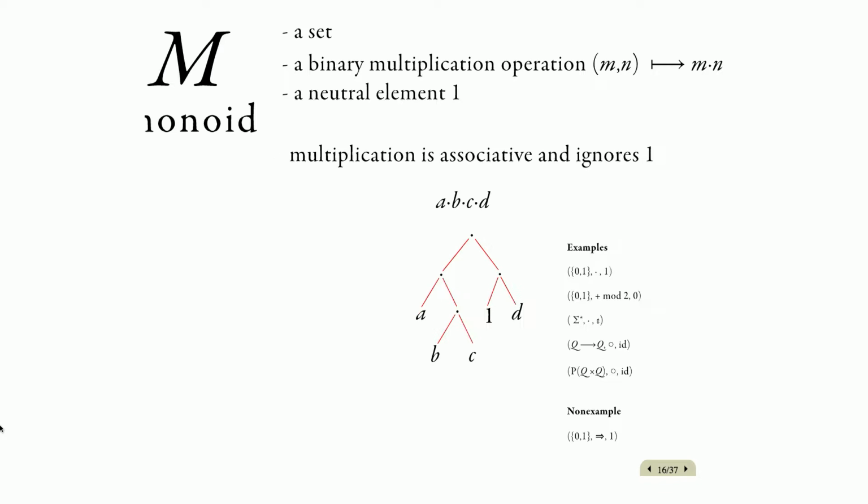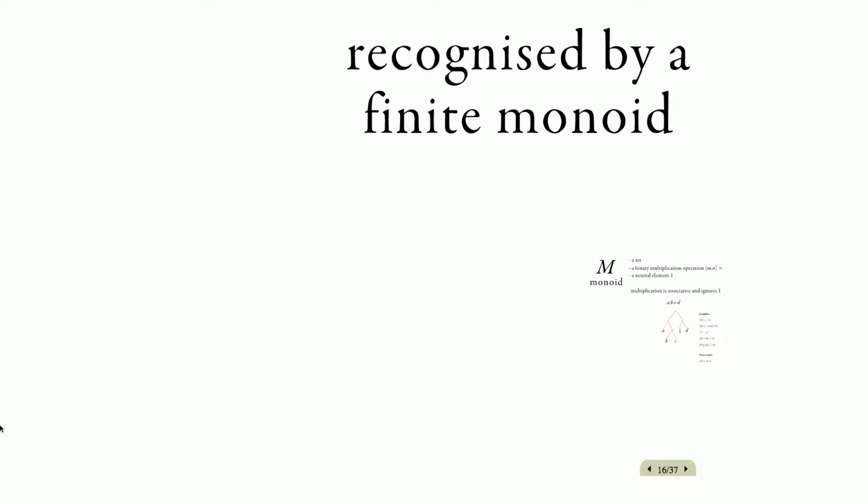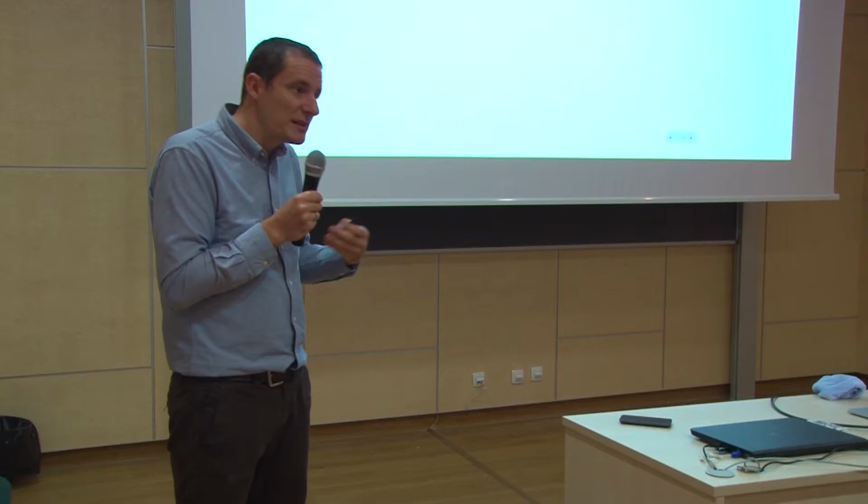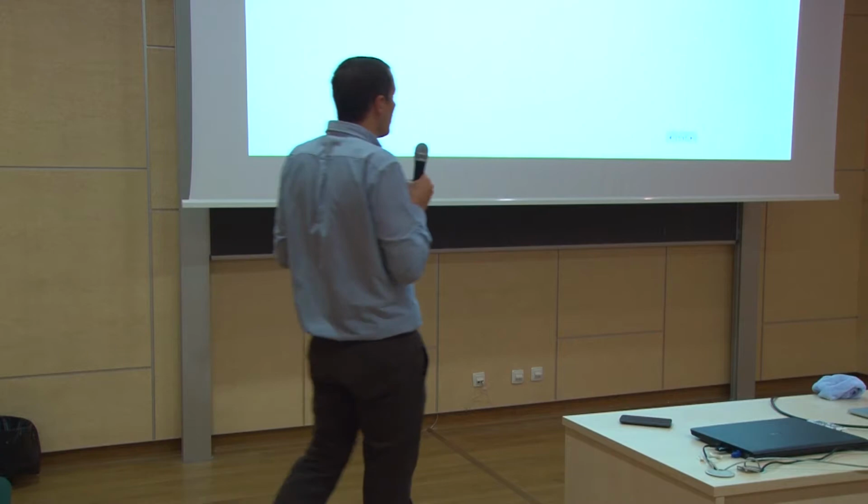And what does it mean for a language to be recognized by a monoid? It means that there's a monoid homomorphism which recognizes it. And what's a monoid homomorphism? Again, this is a very simple notion that I'm sure you've seen.